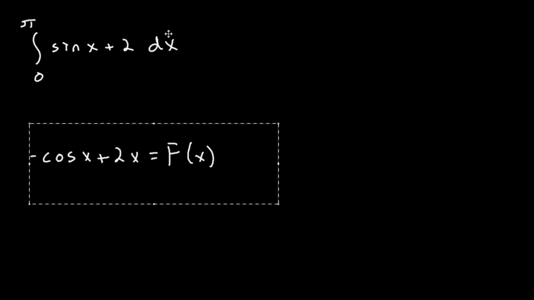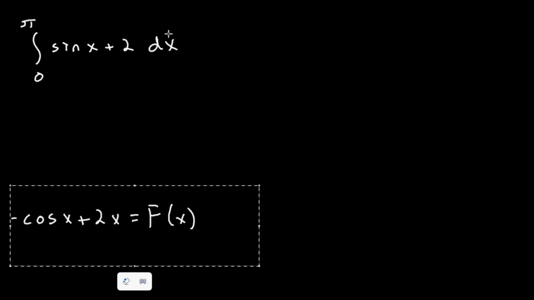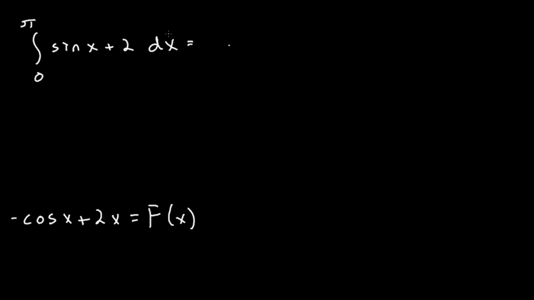All right, now that we have this, we should plug in our upper bound and lower bound. So your upper bound is pi. So if we plug in pi into this, we get negative cosine of pi plus 2 pi.